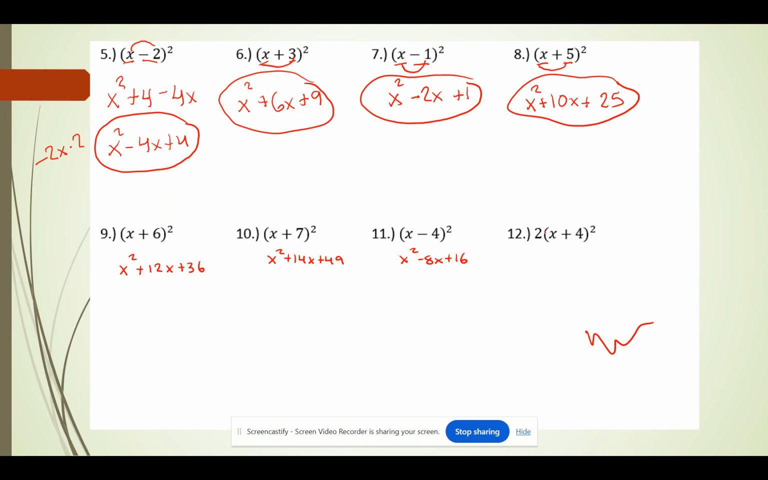Now number 12 is the same idea. Just pretend this 2's not here. Okay, let's handle this guy first. You can't distribute the 2 into the parentheses. Can't distribute because you have a squared here. So you're going to have to square first, then you can distribute.